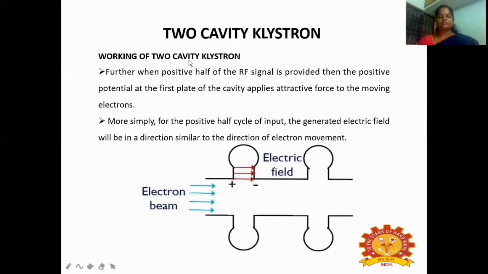But in the positive half cycle of the RF input, it is positive. So the positive potential of the first plate of the cavity applies an attractive force, because this electron is a negative charge and here we are applying the positive half cycle. So both attract each other. The generated electric field will be in a direction similar to the direction of the electron movement. So this is what happens when we apply the RF input signal to the buncher cavity.